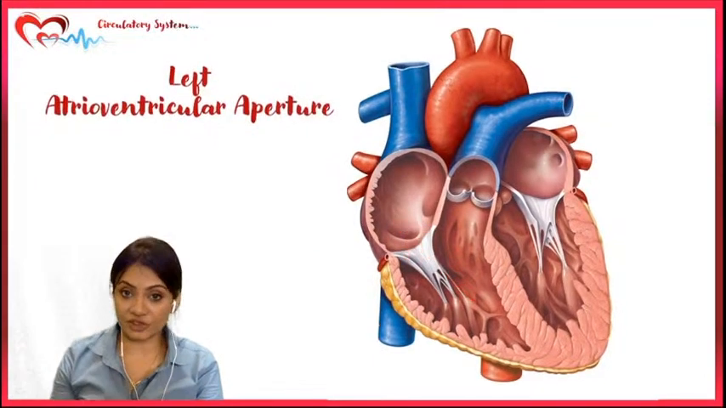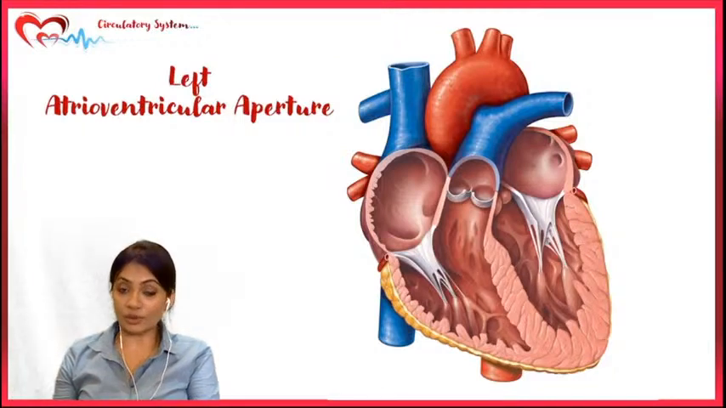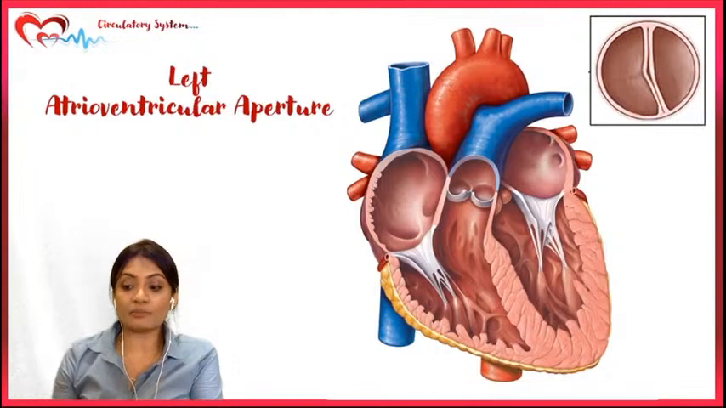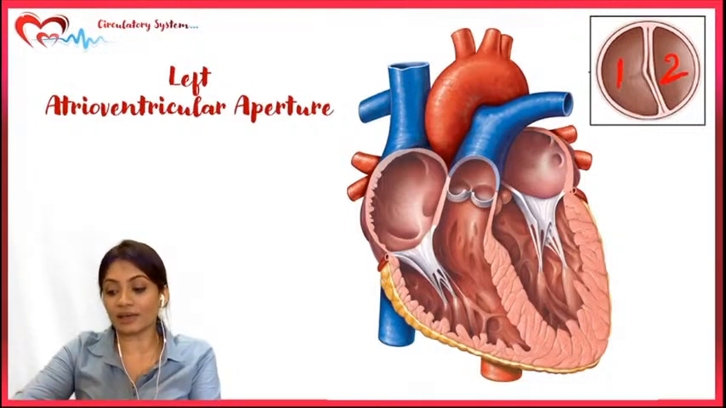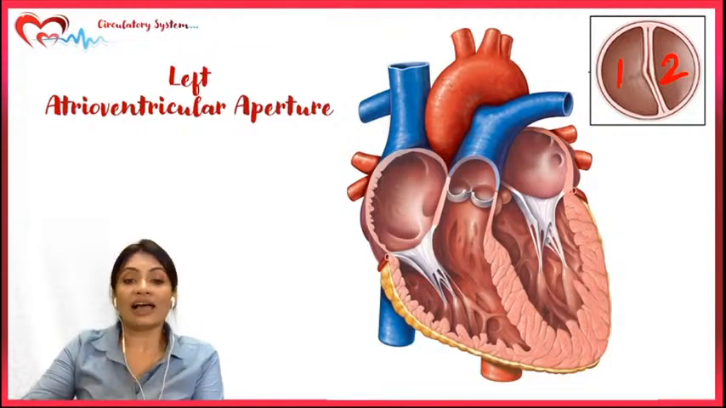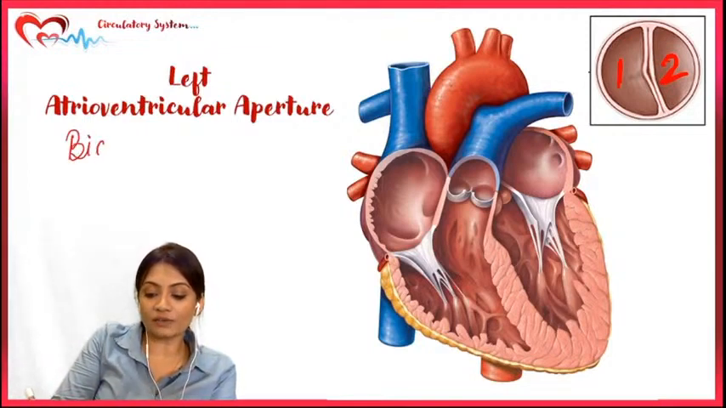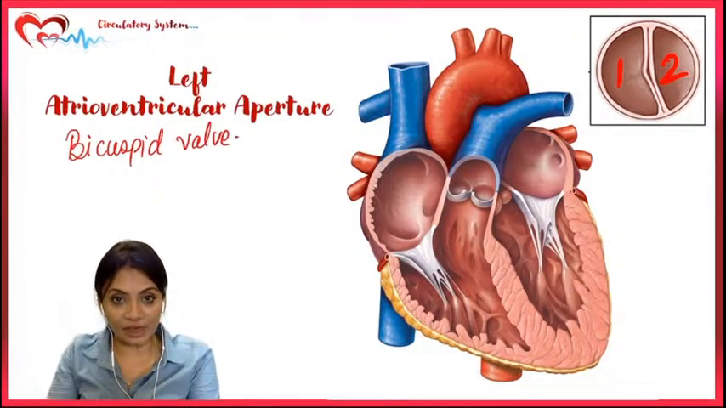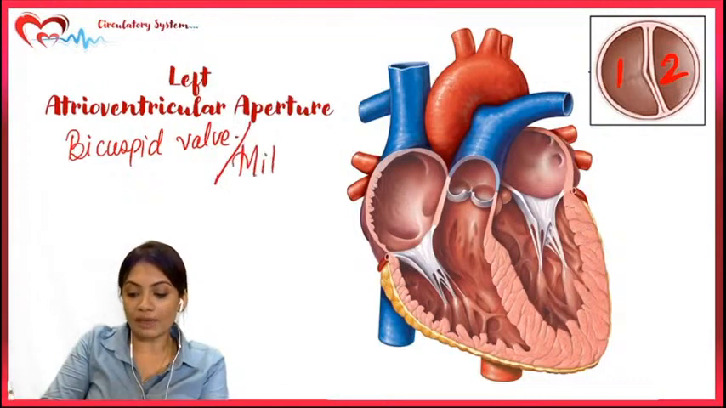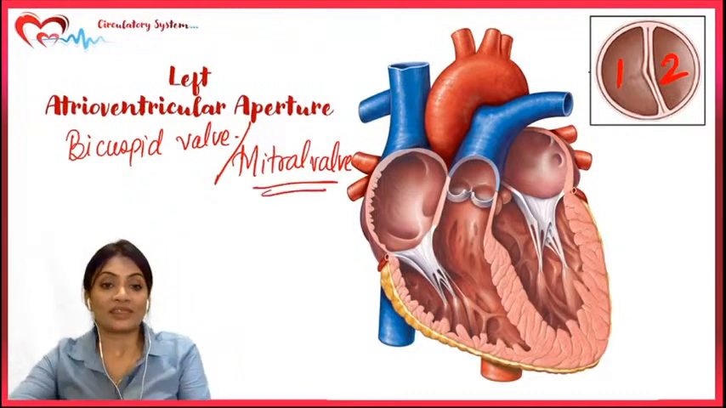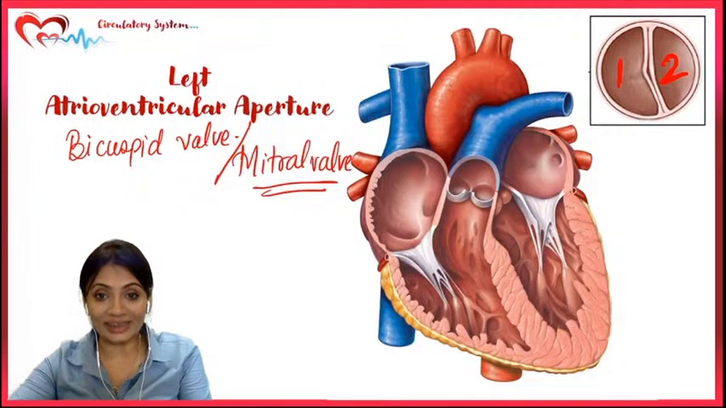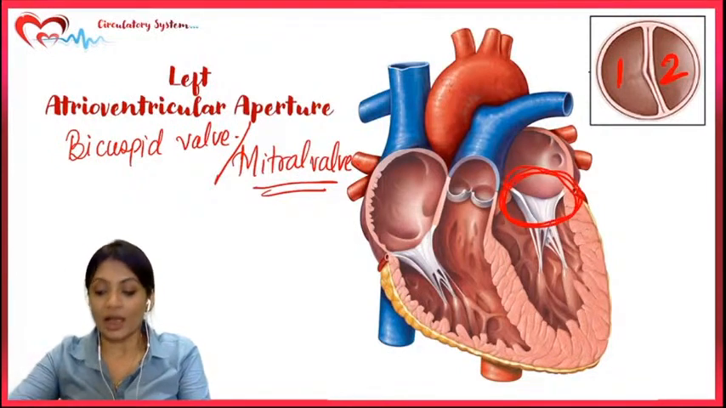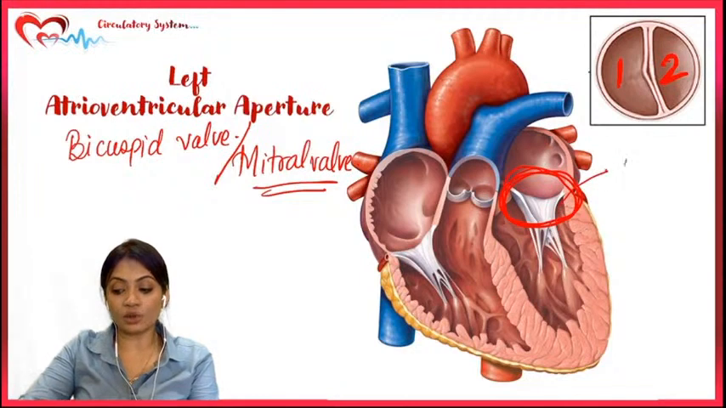Coming next to the left side, the left atrioventricular aperture, let's see what that is made up of. This part of the aperture is made up of two cusps, one here and the second one here. Because there are two cusps, I will now call this a bicuspid valve. This bicuspid valve can also be called the mitral valve. The bicuspid or mitral valve is located on the left side over here. More importantly, you need to remember that for MCQs, it is always called the mitral valve.